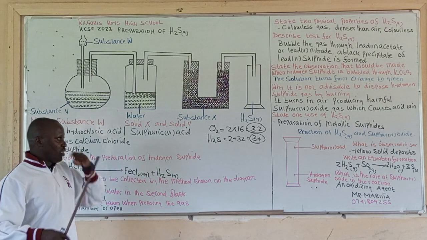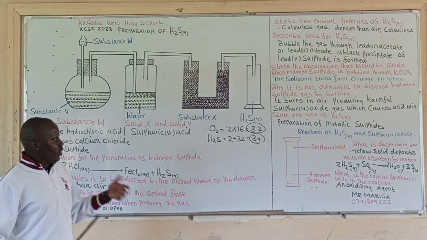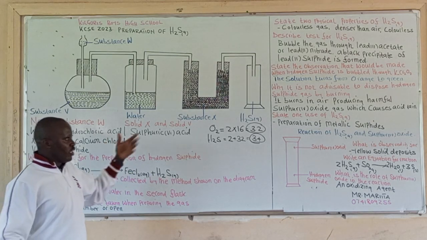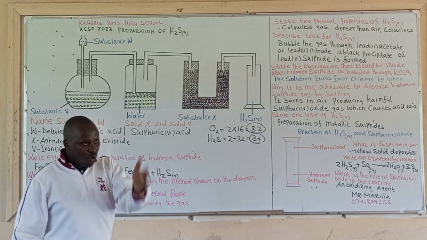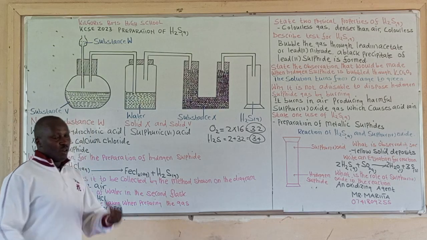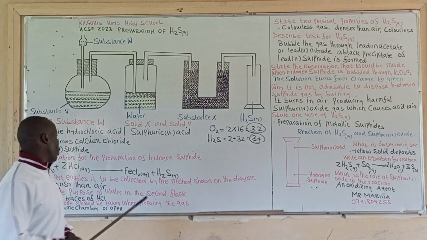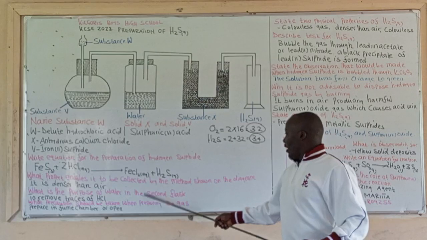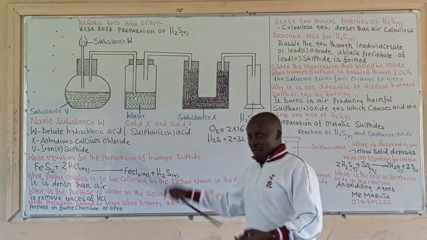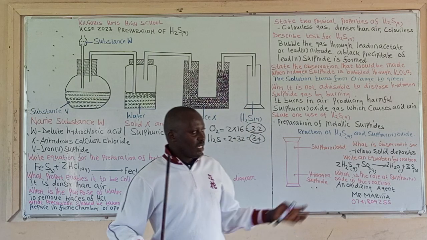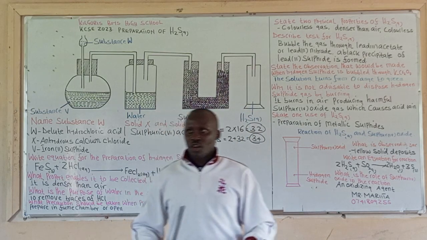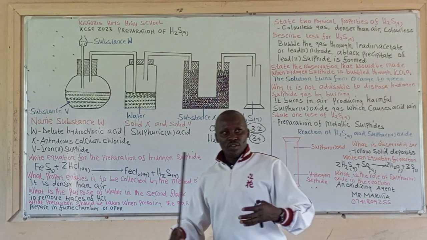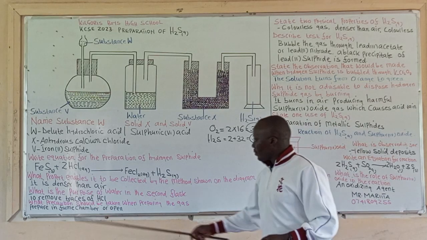If it is not required dry, it can be collected over warm water because it is fairly soluble in cold water. What is the purpose of water in the second flask? Normally the purpose of water in this second flask is just to remove the traces of hydrochloric acid, or to remove the traces of HCl.